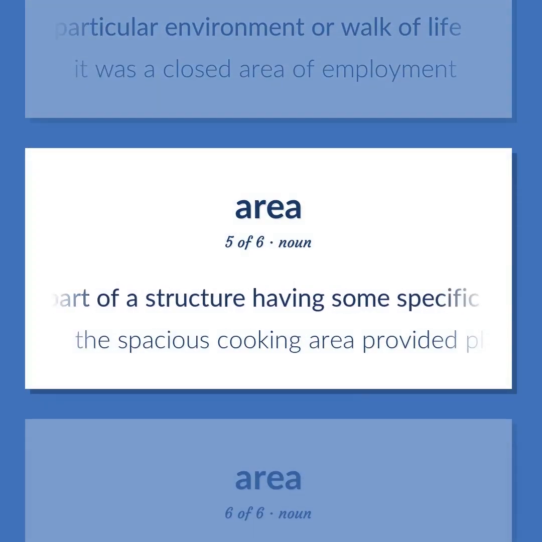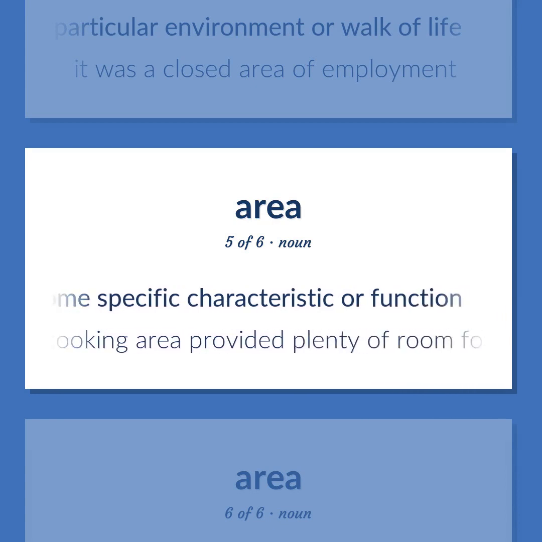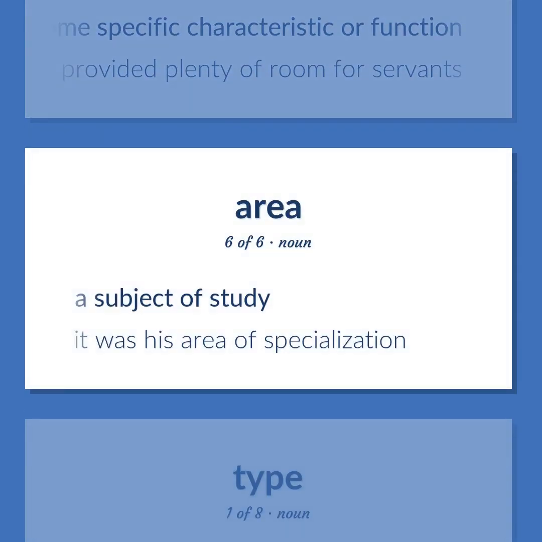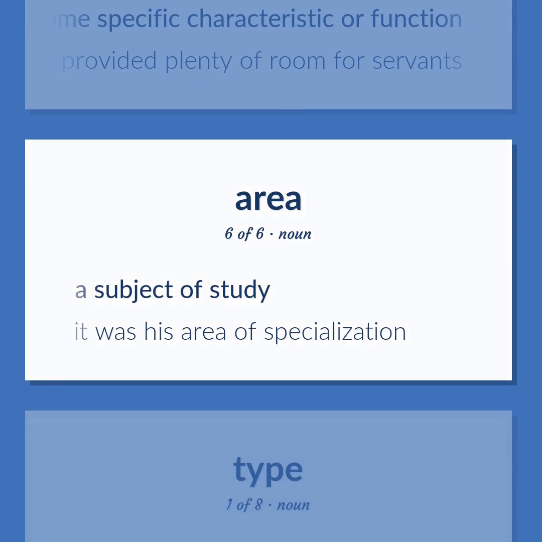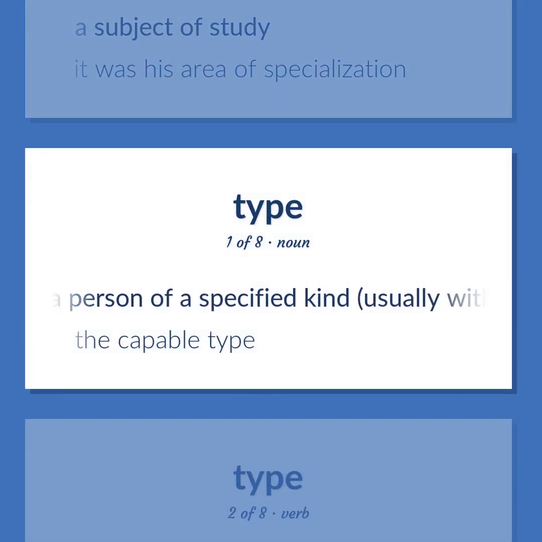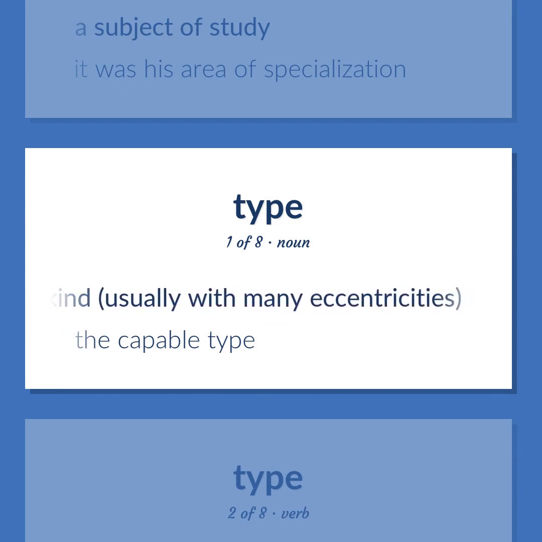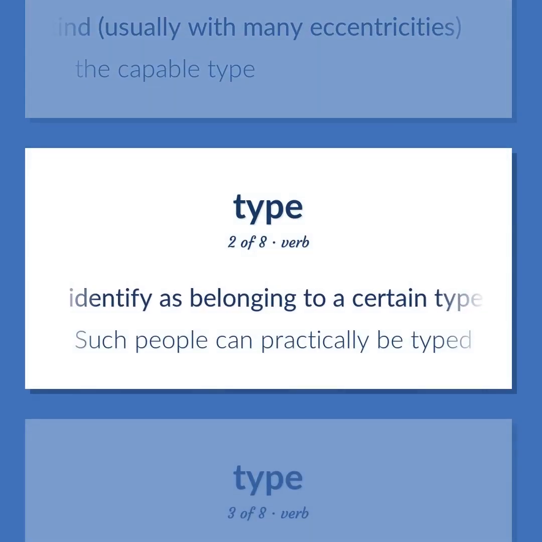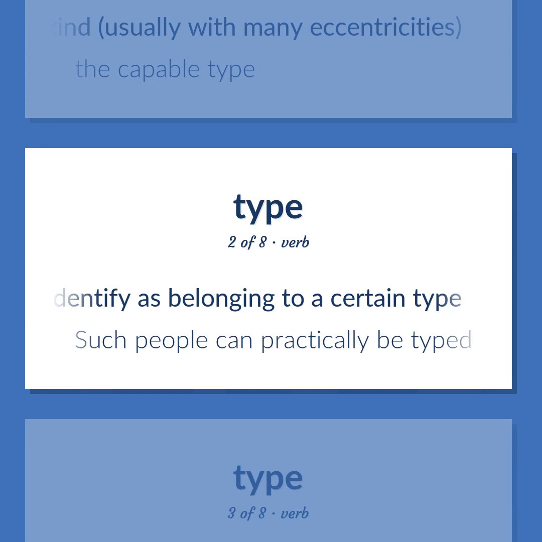A part of a structure having some specific characteristic or function. The spacious cooking area provided plenty of room for servants. A subject of study. It was his area of specialization. A person of a specified kind, usually with many eccentricities. The capable type. Identify as belonging to a certain type. Such people can practically be typed.